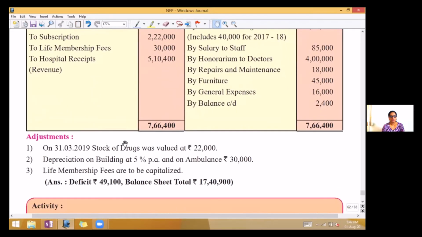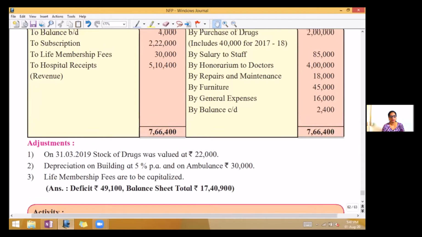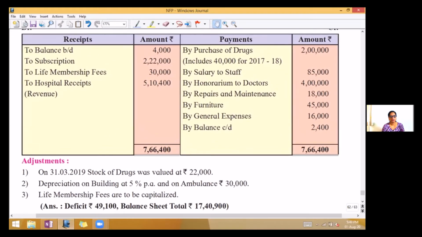Now we move on to adjustments. So put a tick mark in the receipts and payments account. On 31st March 2019, stock of drugs was valued at rupees 22,000. So mark purchase of drugs on the payment side.